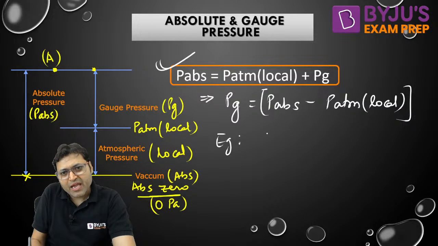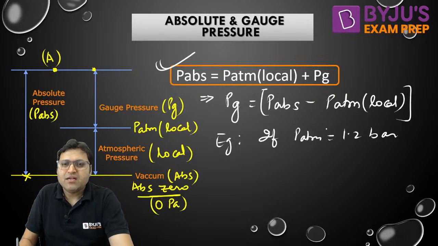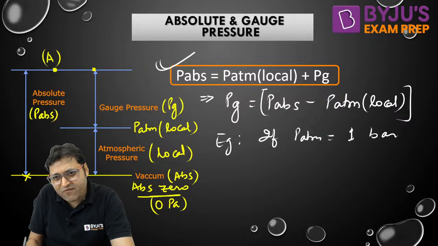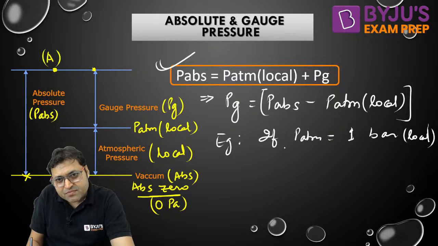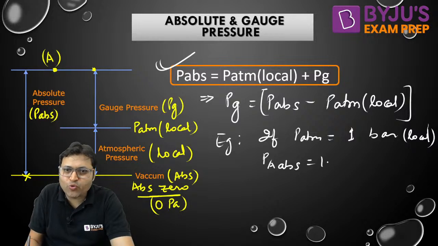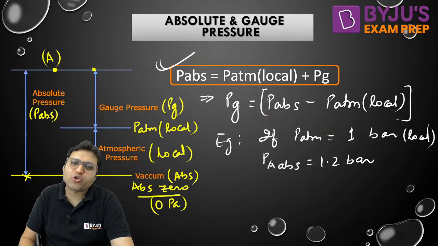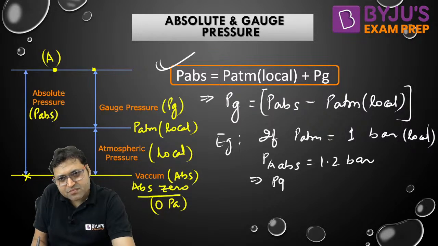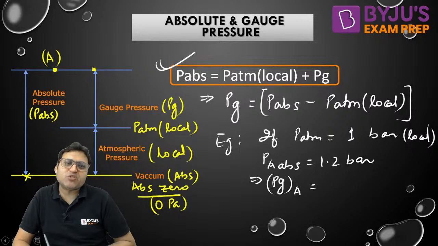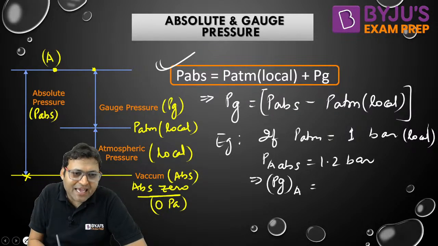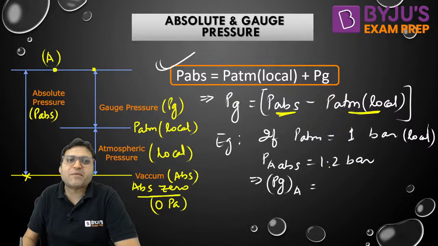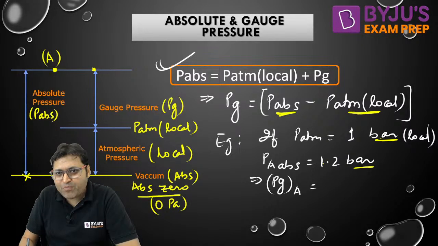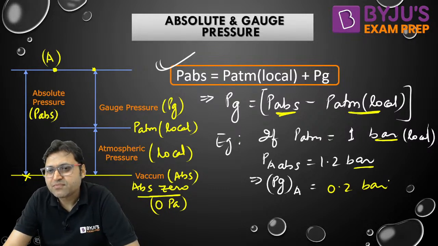For an example, if the atmospheric pressure is given as 1 bar, that is the local. At a particular location, the atmospheric pressure is 1 bar, and PA absolute is 1.2 bar. Then what will be the gauge pressure? The gauge pressure can be calculated by absolute pressure minus atmospheric pressure, in the same unit. Both are in bar. So 1.2 minus 1, that is 0.2 bar. Yes or no? That is positive.